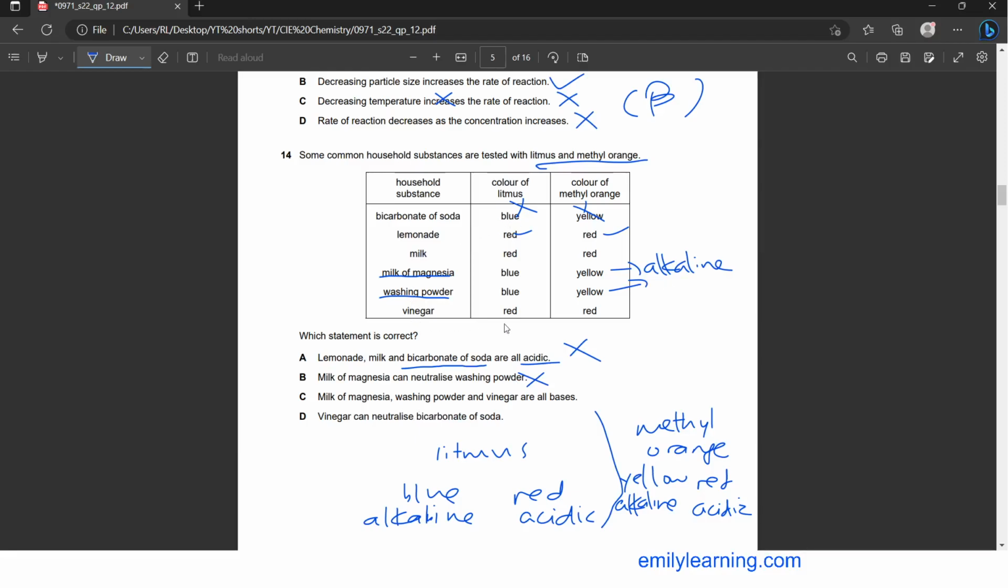How about vinegar? Vinegar, red and red. So it is acidic. Milk of magnesia and washing powder are alkaline, they are bases, but vinegar is acidic, so this is wrong. Next, vinegar can neutralize bicarbonate of soda, so vinegar is acidic. Bicarbonate of soda, blue and yellow, this is alkaline, so acids and alkalis can neutralize each other. So yes, D is the correct answer.